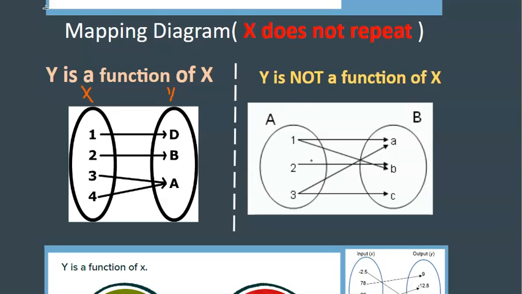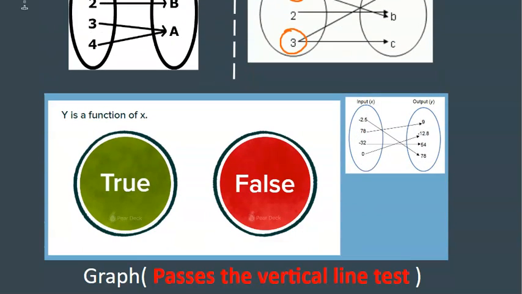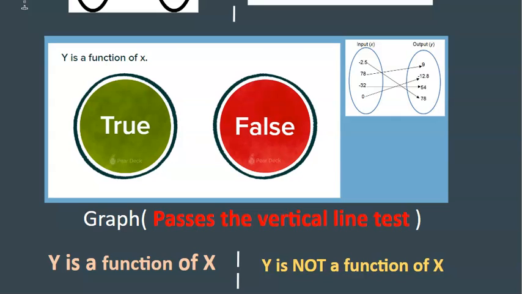Y is not a function of x on this one. You see this? The 1 goes to 2 different y's, and the 3 goes to 2 different y's there. True or false? Y is a function of x. Is this a function? Why or why not?